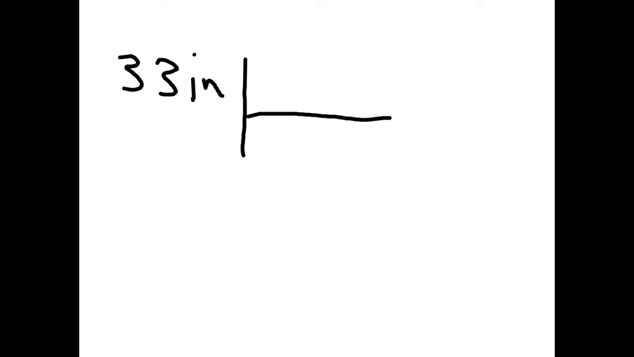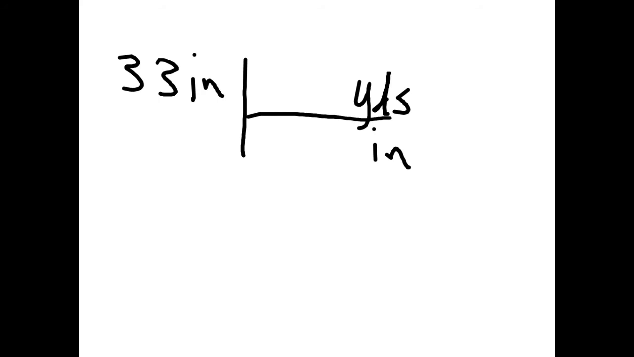Okay, this is how I know. Let's say I have 33 inches. I want to convert 33 inches to yards. I need to set up a ratio, okay? And this is what I need to remember. Whatever I want to get to goes on top. So I'm going from inches to what? Yards. Yards goes on top. Whatever I'm getting rid of goes on the bottom. What am I getting rid of? Inches goes on the bottom.